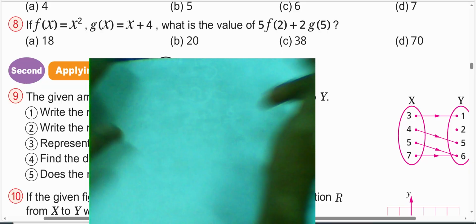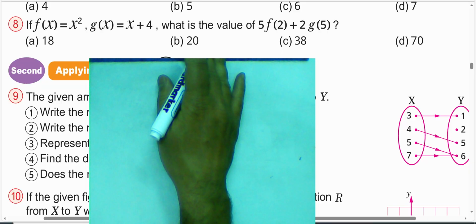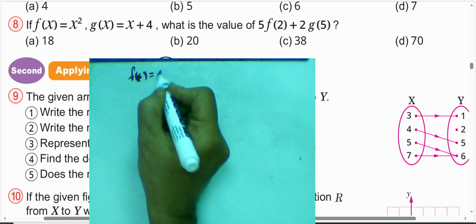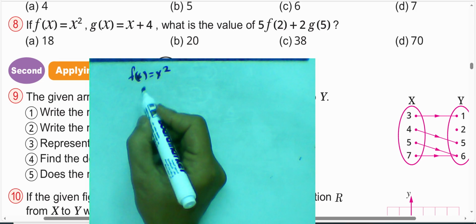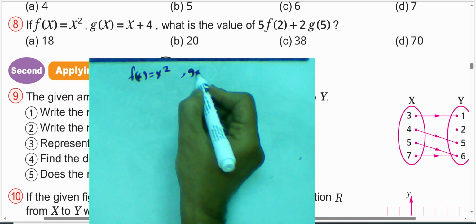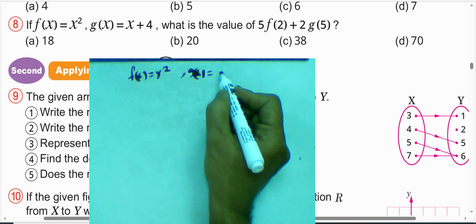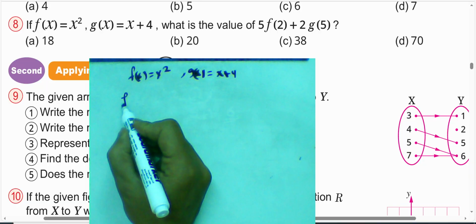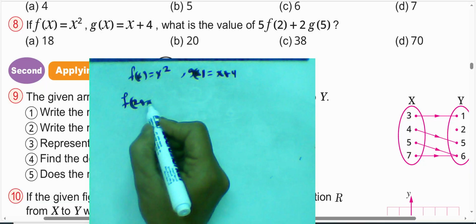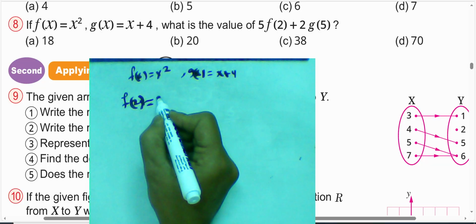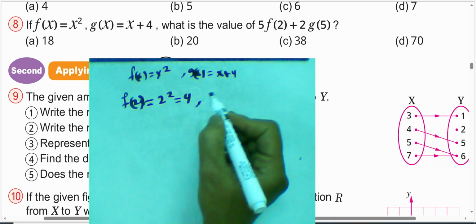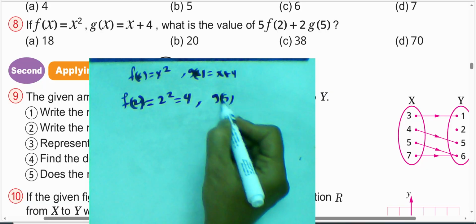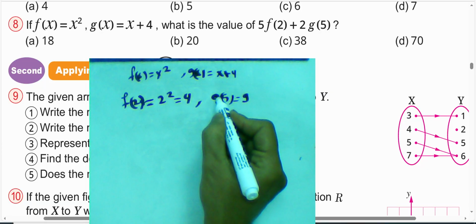Next question. If f of x equals x power 2 and g of x equals x plus 4, then he wants f of 2. 2 power 2 is 4. And g of 5, put 5 here, 5 plus 4 is 9.